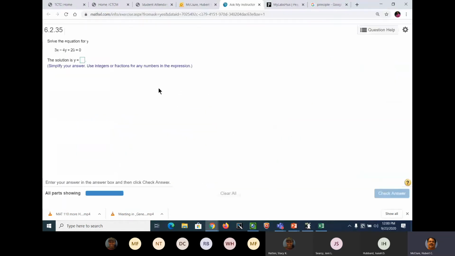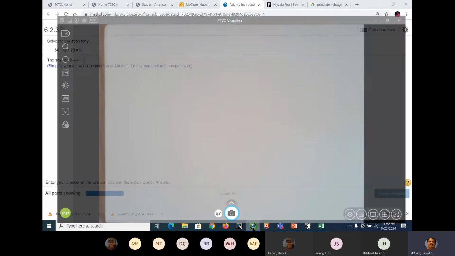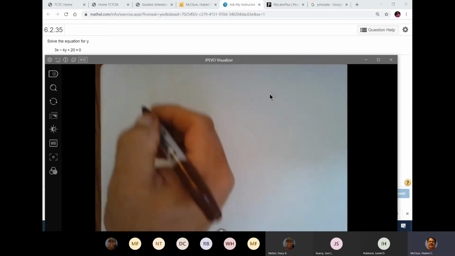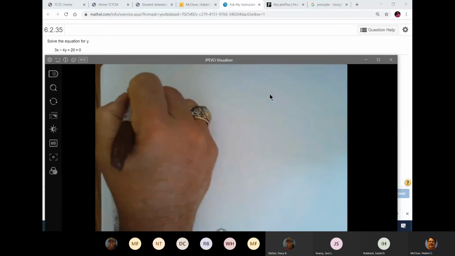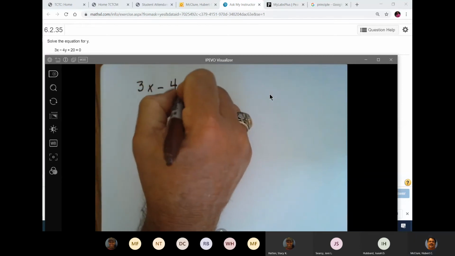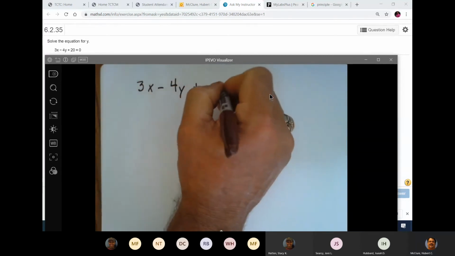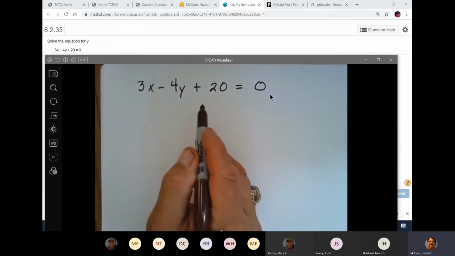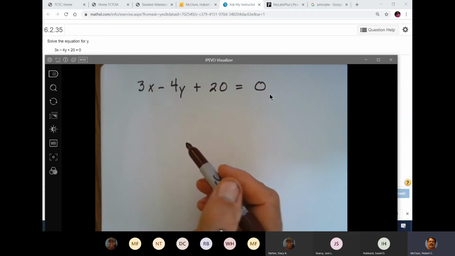Is this plug and chug or is this solve? This is solve. So here we go. And let me look at the time, make sure y'all don't start convulsing. I got till 12:10. All right, so 3x minus 4y plus 20 is equal to 0. Now, me personally, for this question, I wouldn't put this question on the test. There's nothing wrong with it.